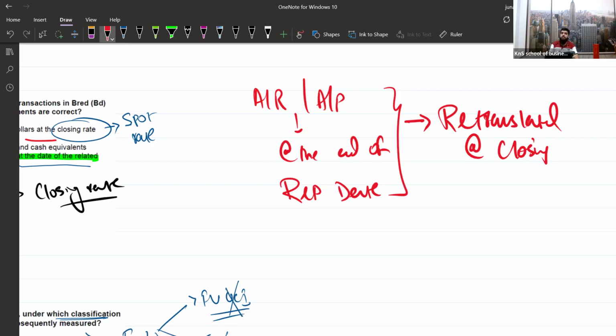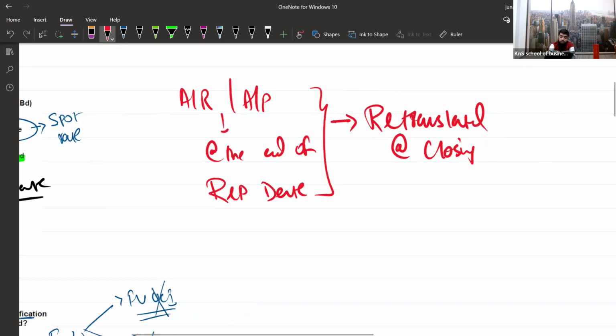The other one is the closing rate. Now, what is the difference? The closing rate is basically the rate at the date of reporting. So at the end of the reporting date, we always retranslate the receivables and payables at the closing rate, rather than at the spot rate. The spot rate means the historic rate.